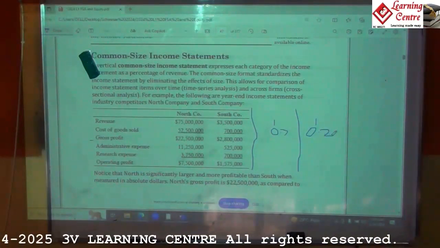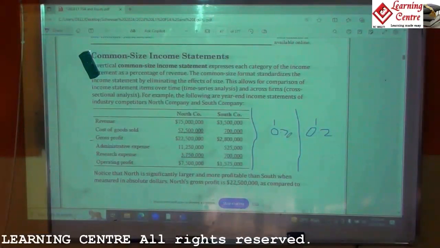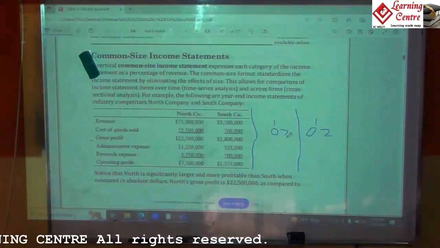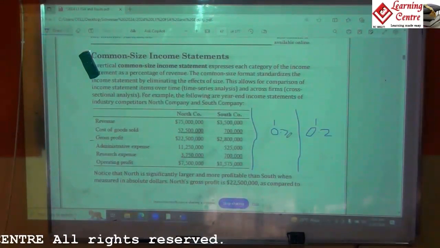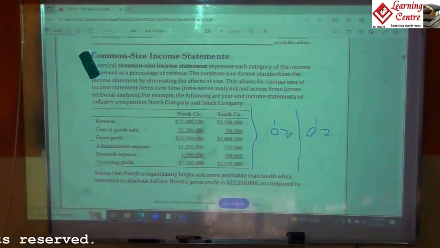You divide each line item by revenue. So your gross profit now, 22,500 divided by 75. Zero point 0.3.